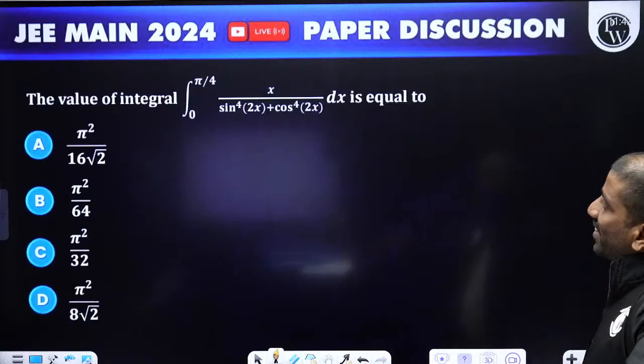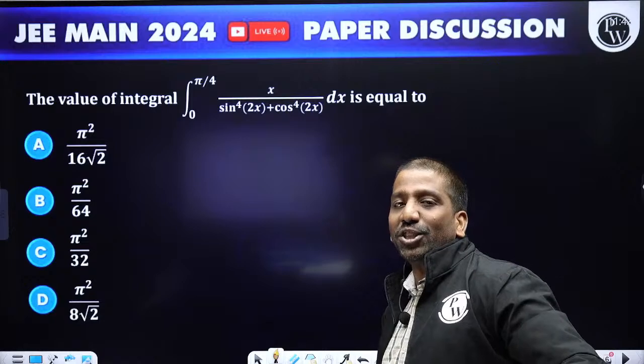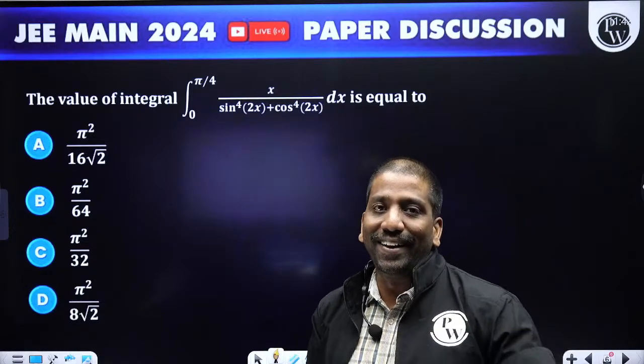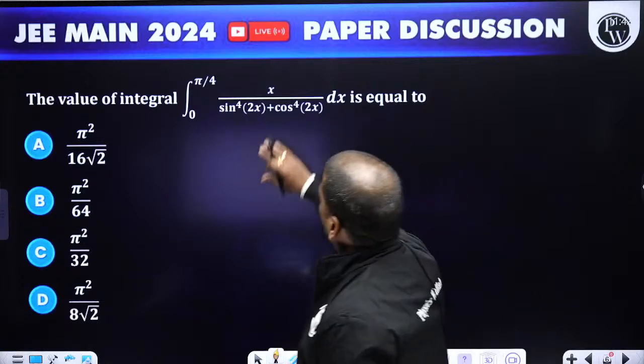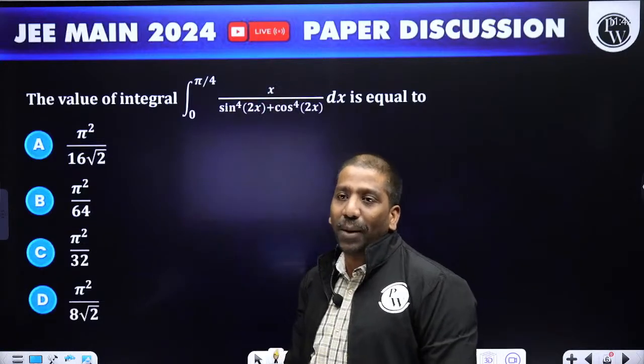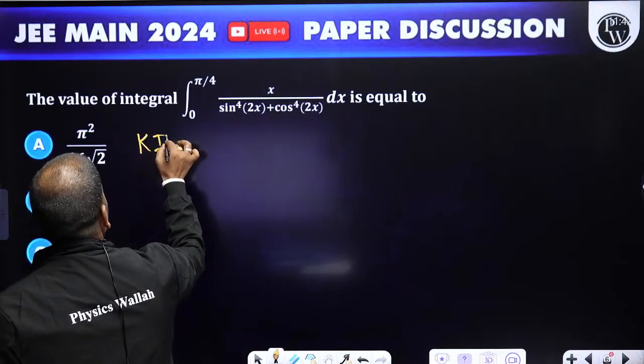Next question from definite integration, most important model, right? King's property. So when x is not there, we directly apply. So here, King's property.